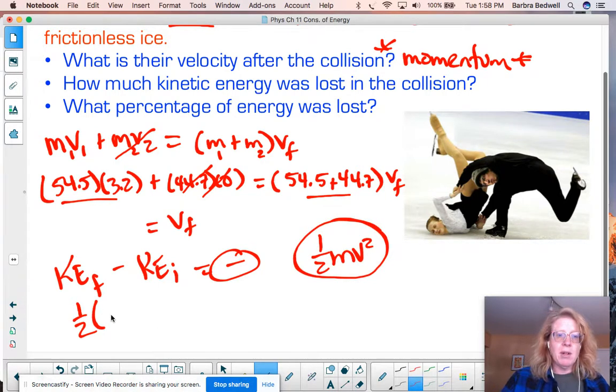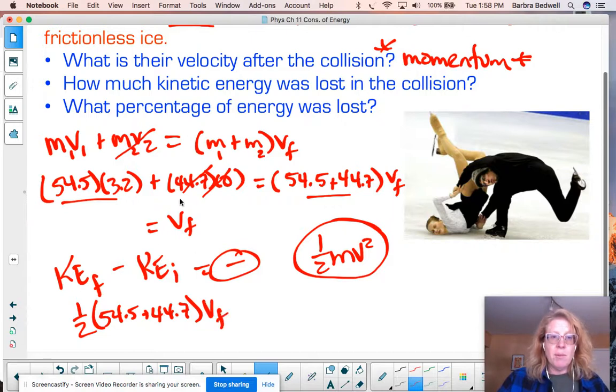In this particular case, our mass is our combined mass. This is the final energy of the system, these two skaters sliding together. So this would be the 54.5 and this would be the 44.7. It'd be those two combined. And then you'd take your VF from the previous problem and square it.